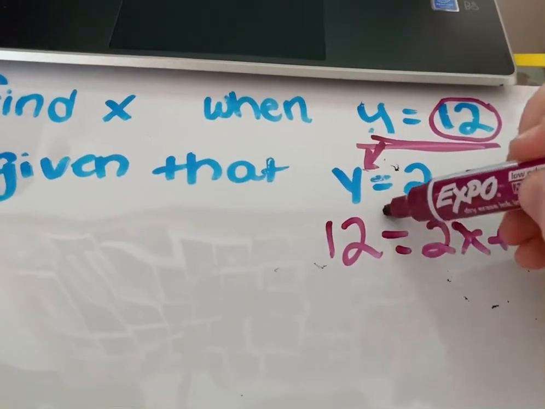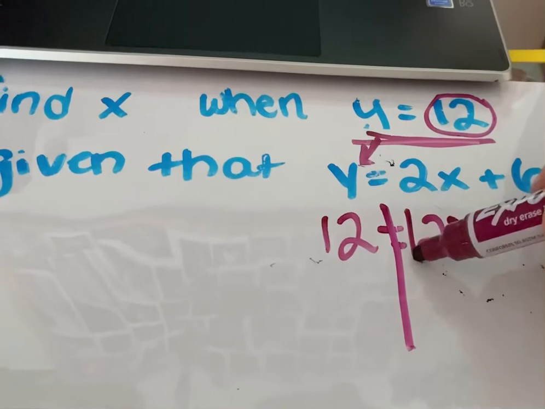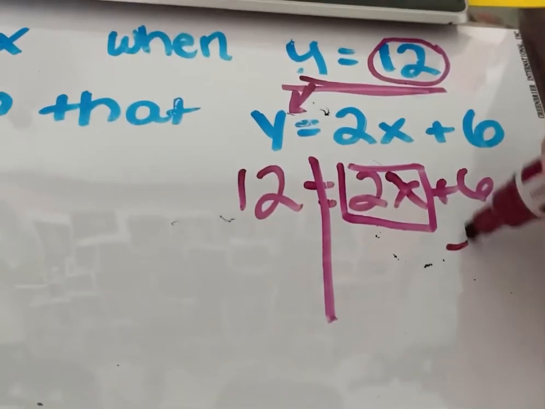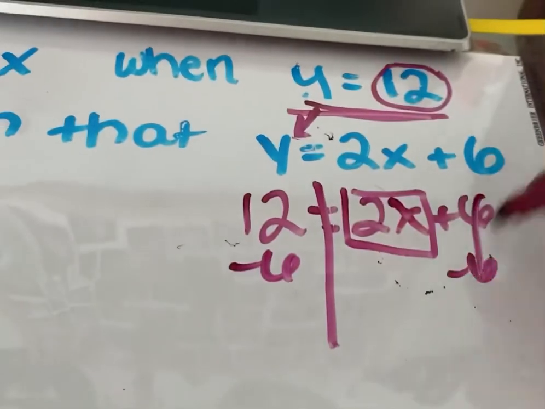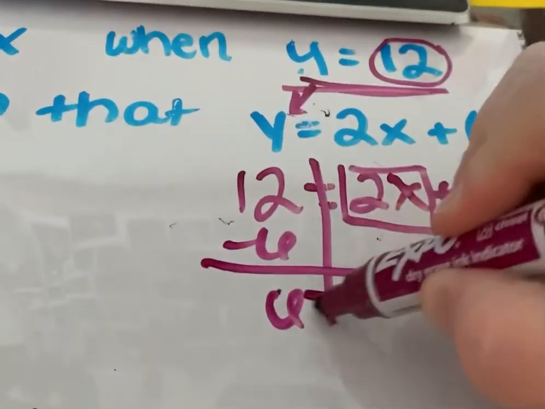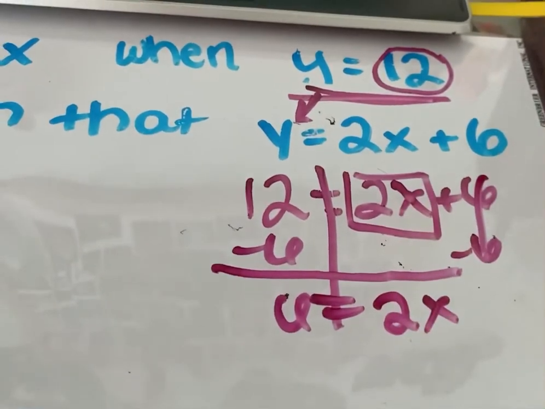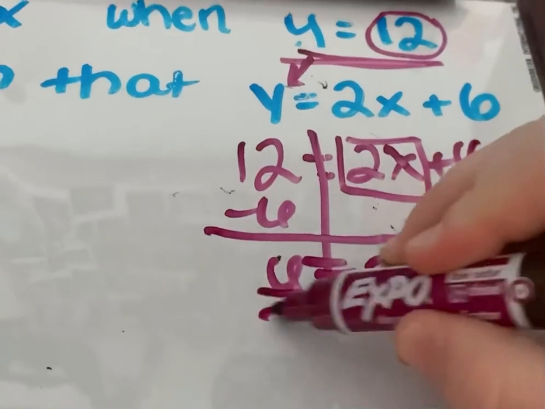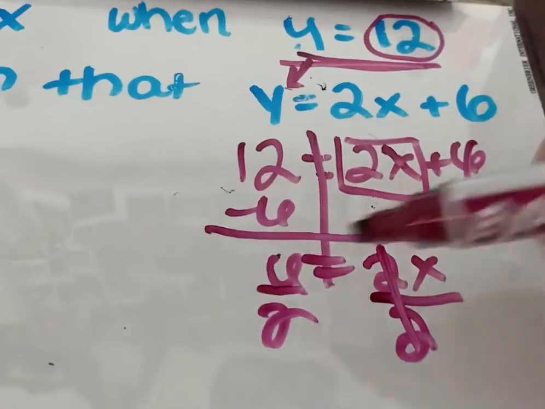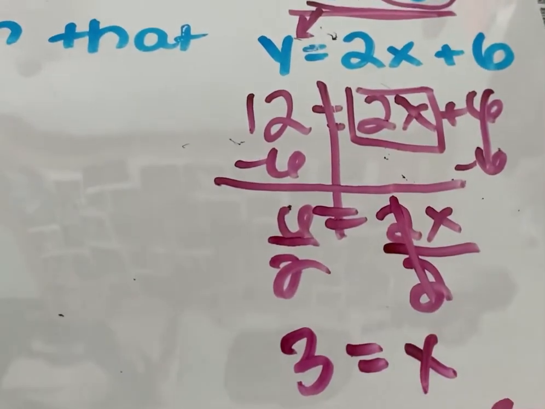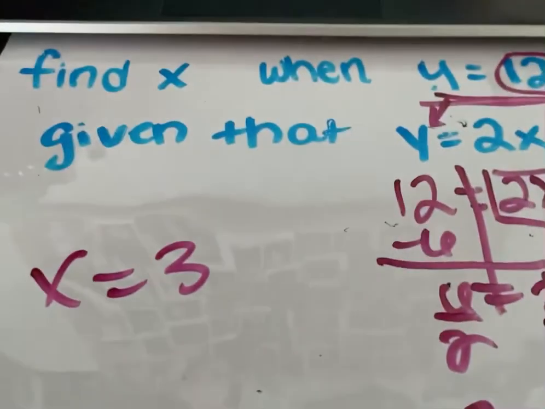Now I'm trying to find x, so I have to solve this equation. I need to get 2x by itself. So the first thing I need to do is subtract 6 from both sides. Those cancel out. I'm left with 6 equals, and then I bring down my 2x. Now 2 is being multiplied to x, so to get rid of it, I need to divide. 6 divided by 2 is going to give me 3, and I still have my x left over. So in this case, x equals 3.